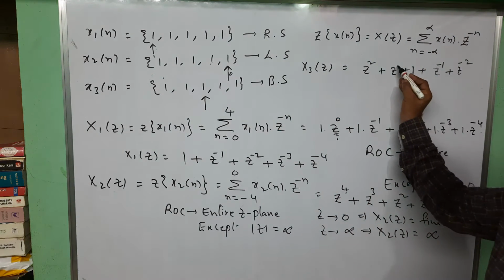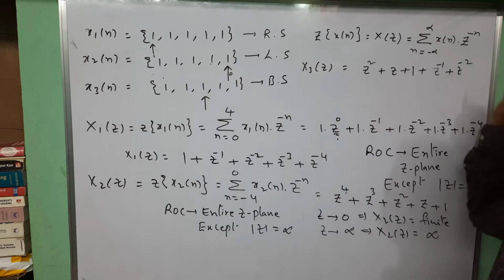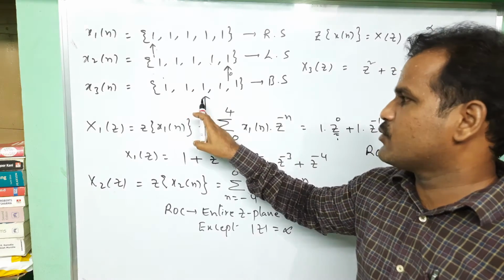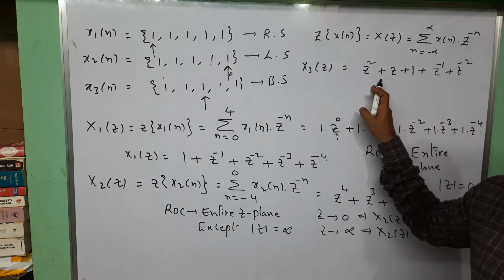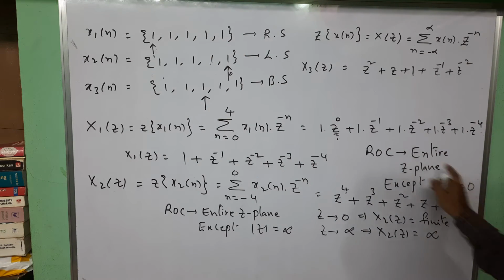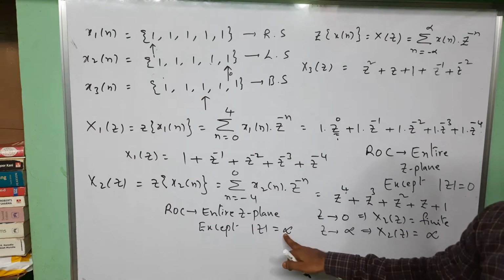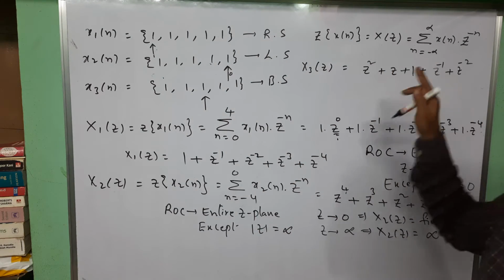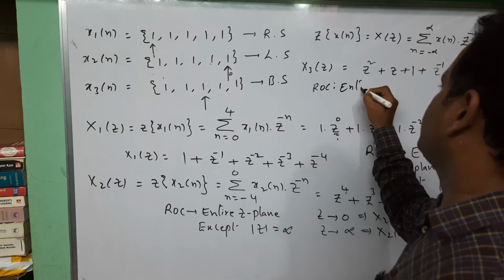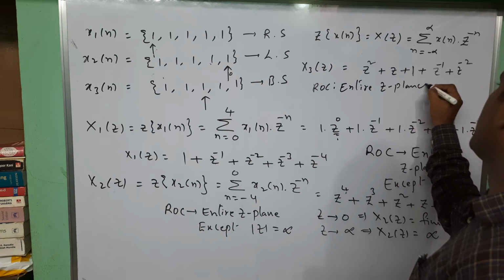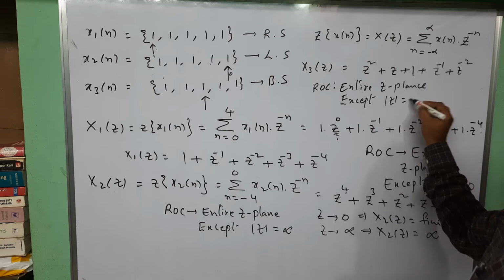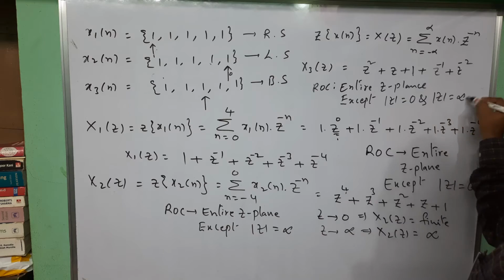For both sided, we are getting positive powers of z and negative powers of z. You can observe, here right side only negative powers, here left side only positive powers, and here for both sides, both terms exist, negative and positive powers. That means in this case, mod z equal to 0 is an exception. In the second case, mod z equal to infinity is an exception. Here both are existing, so both are exceptions. So here the ROC should be the entire z plane, with the exceptions being mod z equal to 0 and mod z equal to infinity.